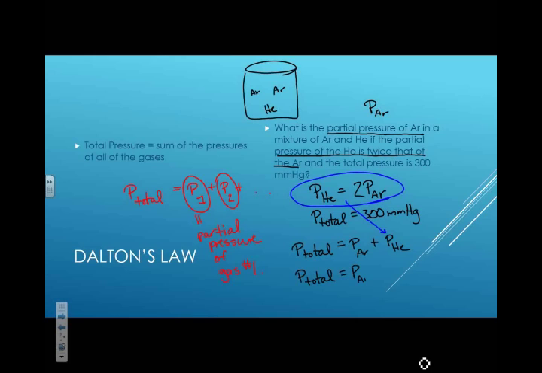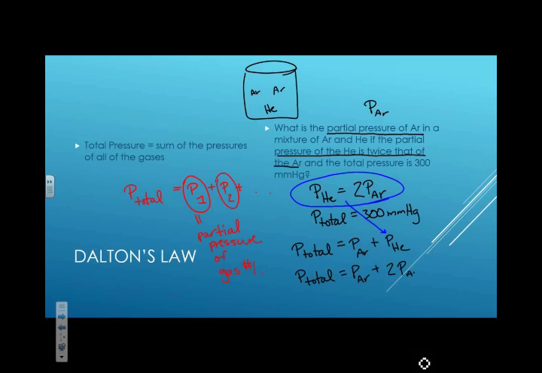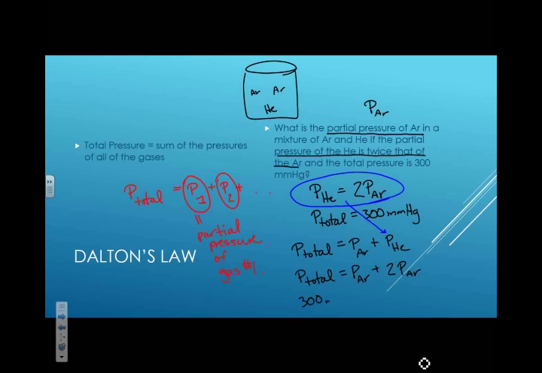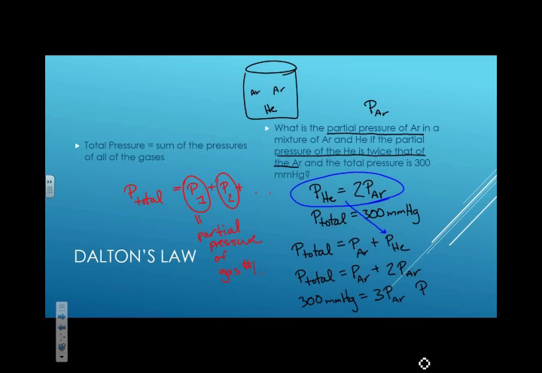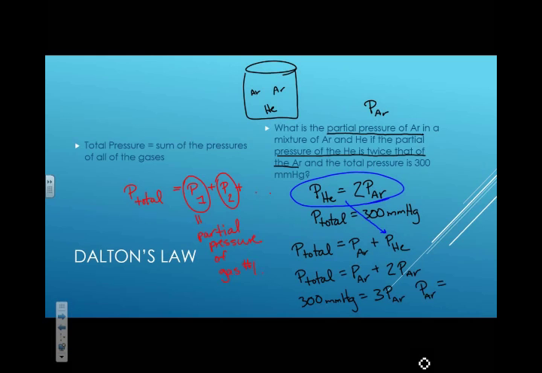So I'm going to say that P total equals the partial pressure of the argon plus, I'm going to want everything in terms of argon, the 2 partial pressures of argon. So P total was 300 millimeters of mercury. Over here, I have 3 partial pressures of argon, so we can divide out the 3 and know that the partial pressure of argon was 100 millimeters of mercury.